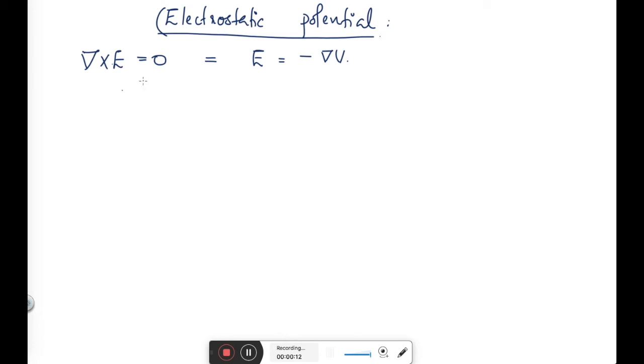We now move on to a special topic. Actually, it's a topic which is known to you. We are familiar with electrostatic potential, that is, curl of E equal to zero, which gives a reason for the electric field to be represented as the negative gradient of an electric potential.